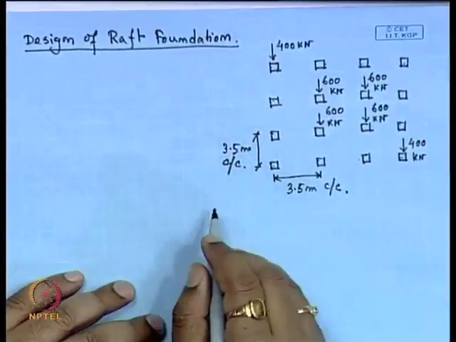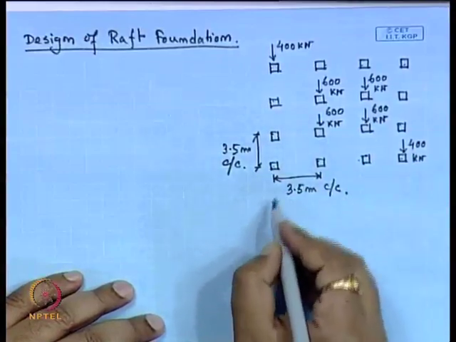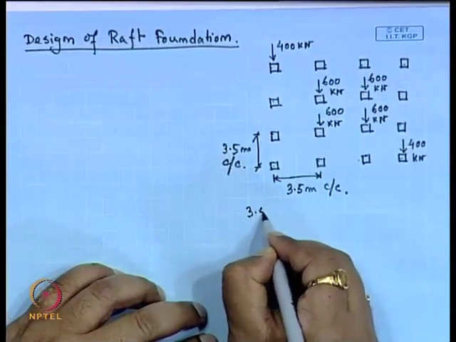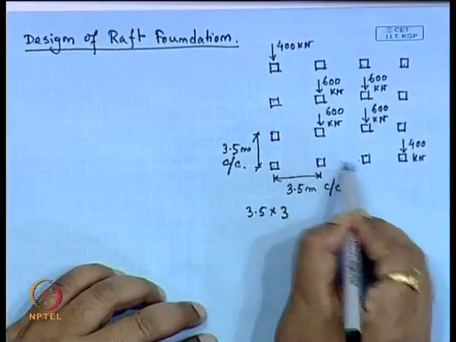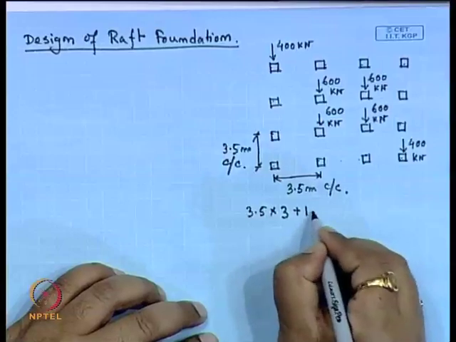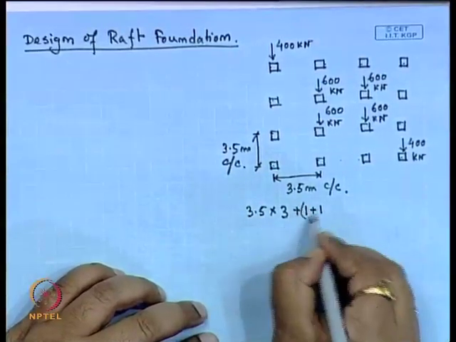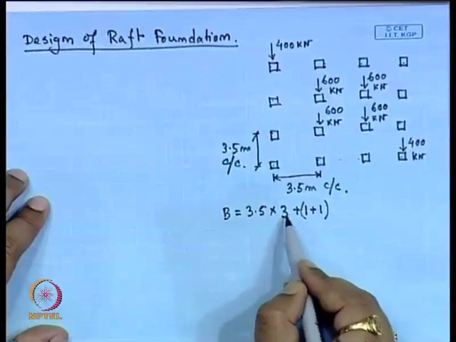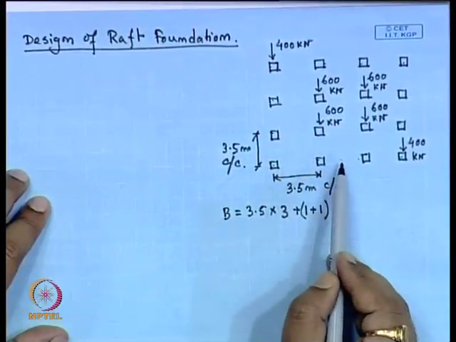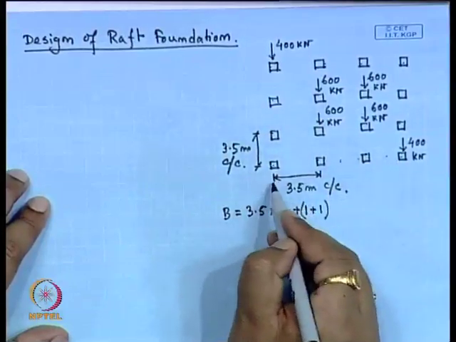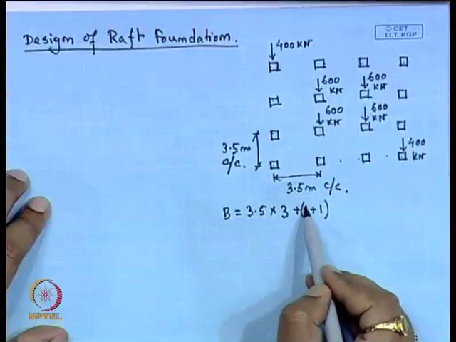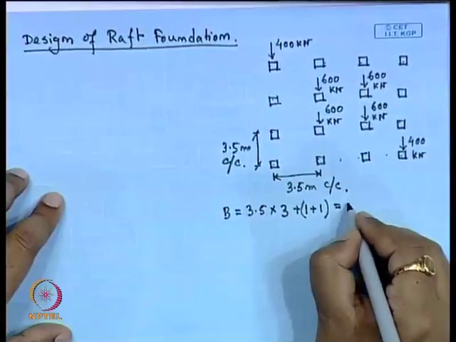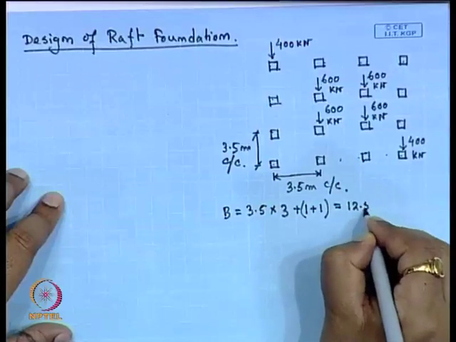So now first we will choose the dimensions of the footing. In the x direction, the dimension that we are choosing is 3.5 into 3, because there are 3 spans, 1, 2, 3, and then we choose initially 1 meter on each side. So, as the initial trial, this is the width B of the footing, 3.5 into 3, and then from the center of the column on this side we take one additional meter, and the same on the other side. So, the total width of the raft that we are taking is 12.5 meter.